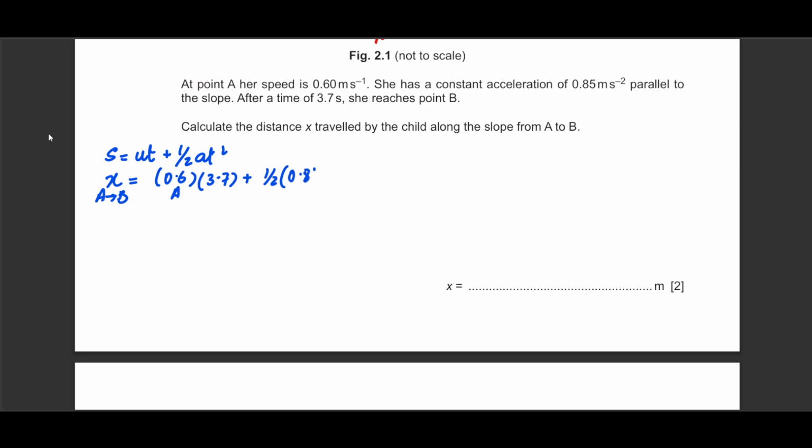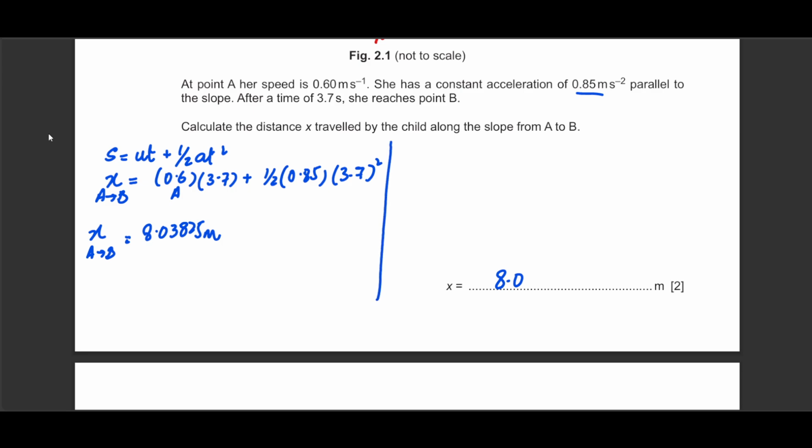The acceleration it experienced was 0.85, for a time of 3.7 seconds, whole squared. Don't forget about the square. So the displacement x from A to B, if you solve this entirely, comes out as 8.03825 meters, which becomes 8.0 meters to two significant figures.